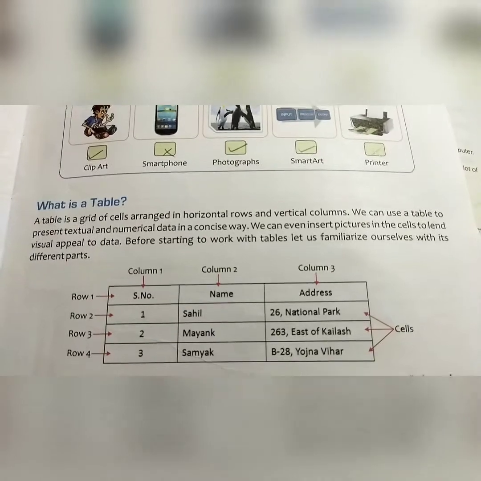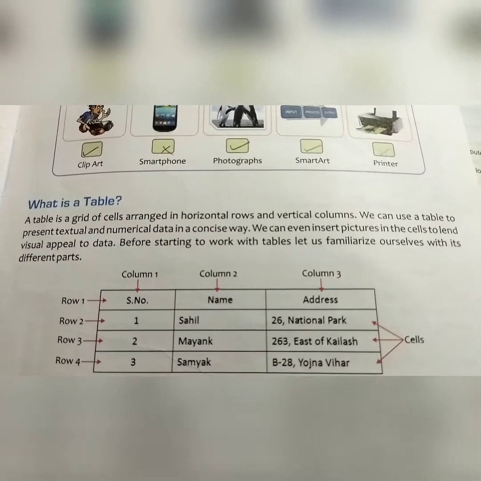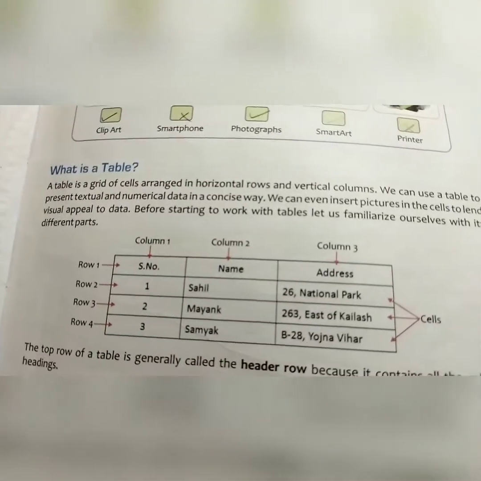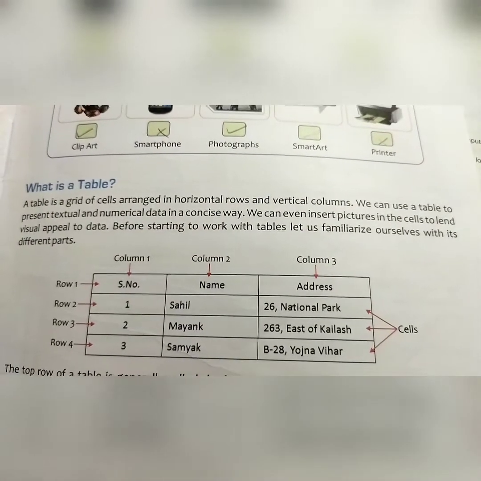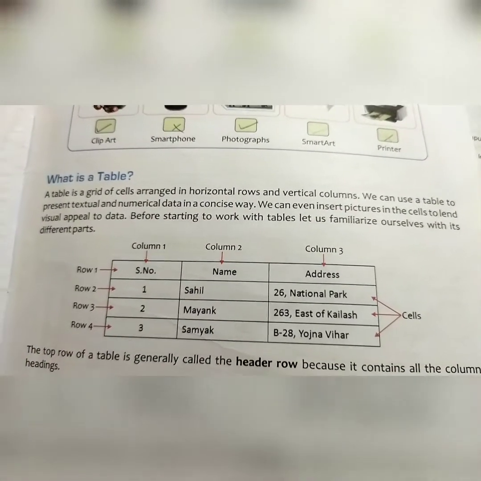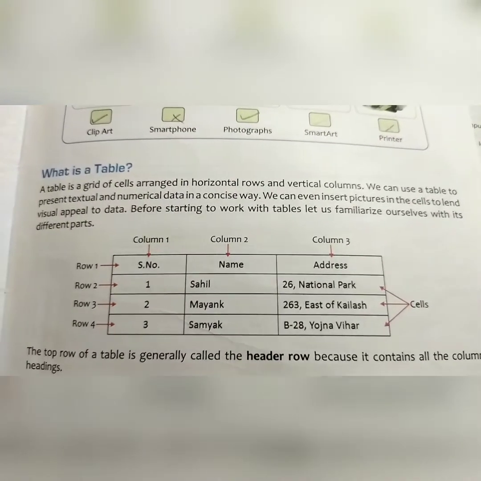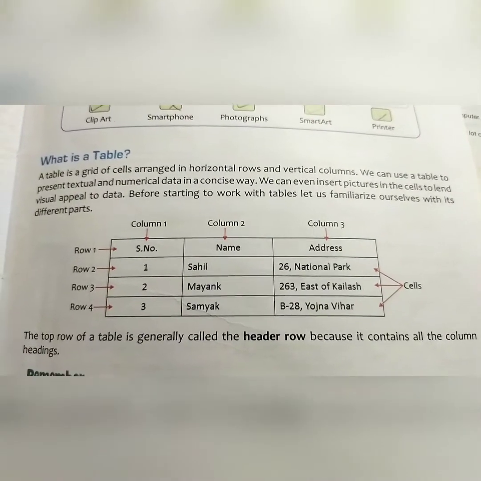So look at a table, students. A table is a grid of cells arranged in horizontal rows and vertical columns. So we can use a table to present textual or numerical data in a concise way. We can even insert pictures in the cells too, to add visual appeal to data. Before starting to work with tables, let us familiarize ourselves with its different parts.